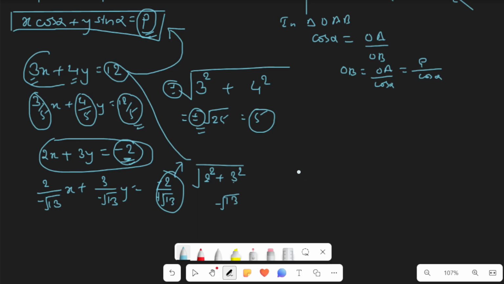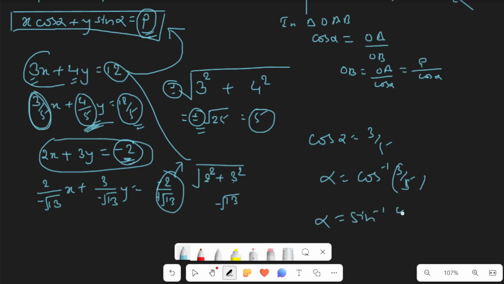Okay, this is the perpendicular form. If you want to find alpha, then for this we said cos alpha is equal to 3 by 5. So alpha will be cos inverse 3 by 5. Or it will also be equal to, this is y sin alpha, sin inverse 4 by 5. These both are right. This is the perpendicular form.